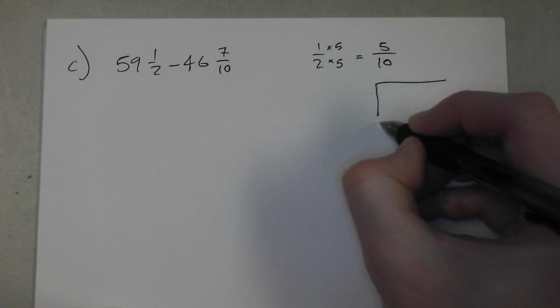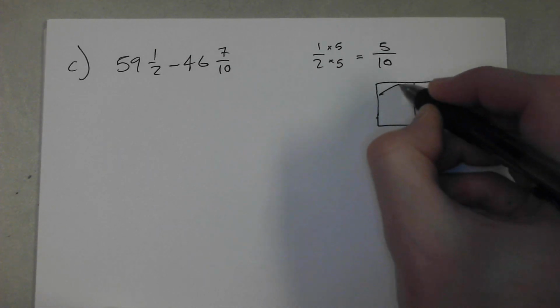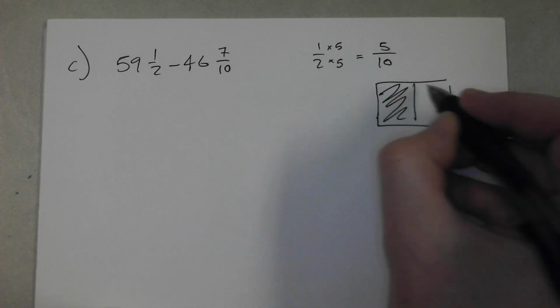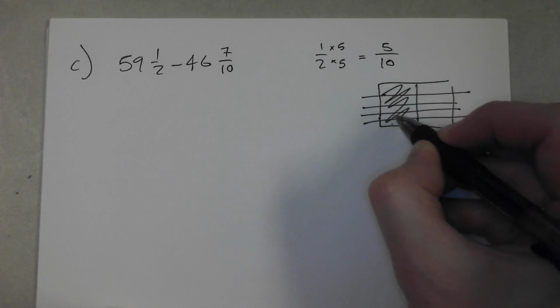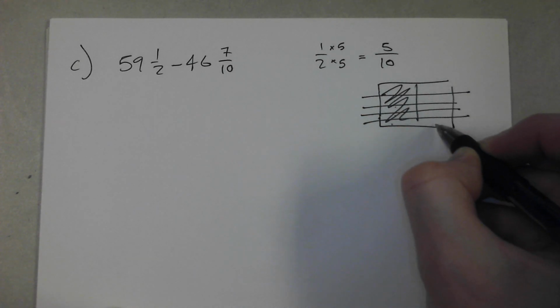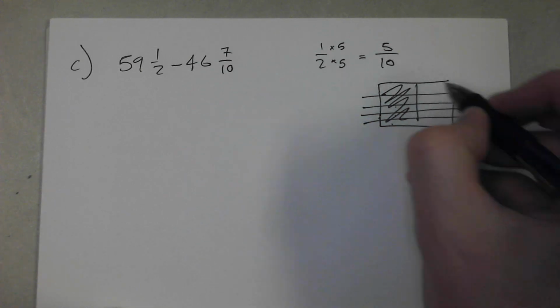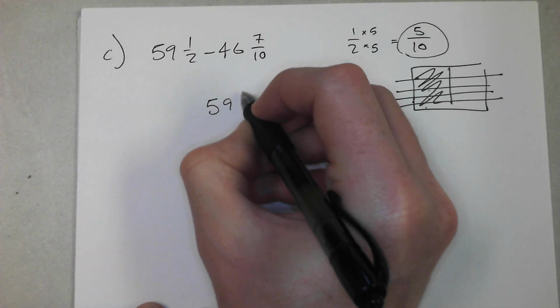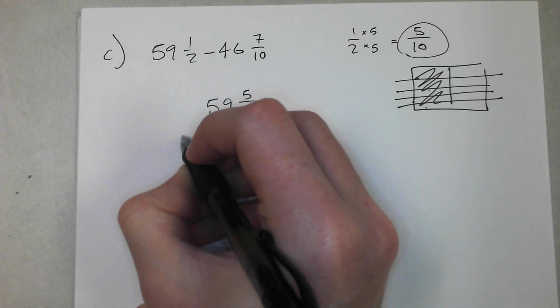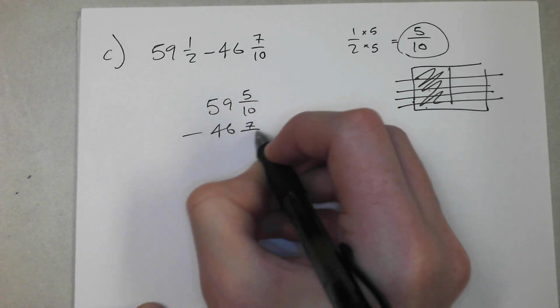Likewise, I could have drawn a picture model, but I would have had to recognize that I can't just split it one time. I'm going to have to split this into 5 groups. 1, 2, 3, 4, 5, 6, 7, 8, 9, 10. There we go. Now it's 5/10. Let's set up my problem vertically. 59 5/10 minus 46 7/10.